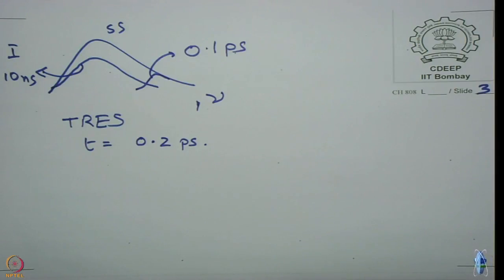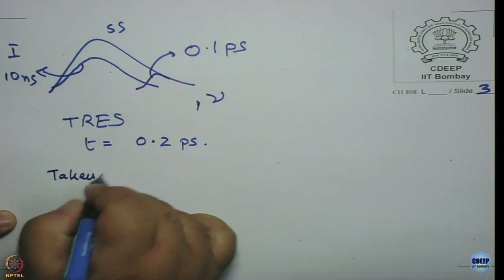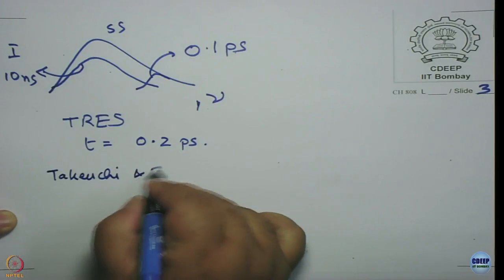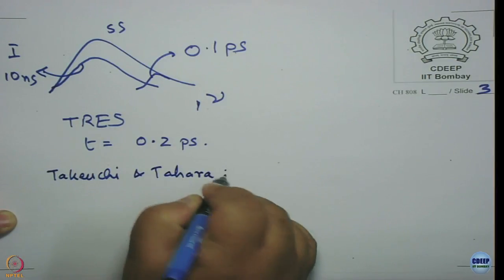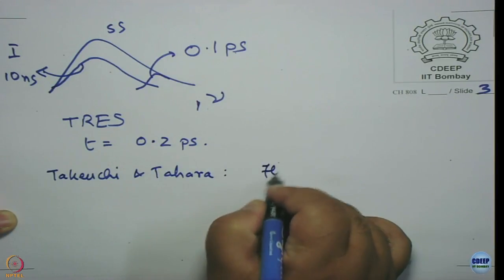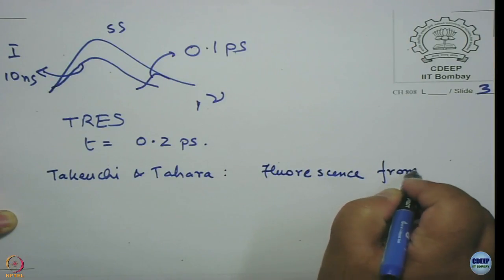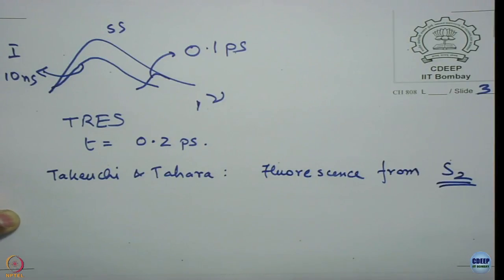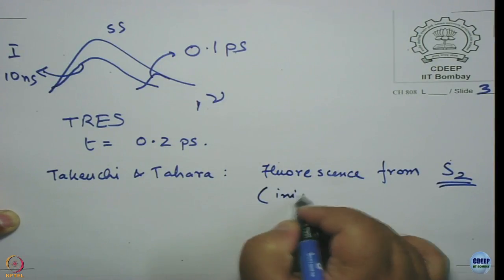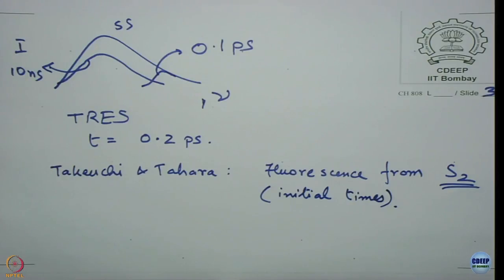I encourage you to find those papers and read them, right? In our presentation, we are not going to talk about them, but what Takeuchi and Tahara had done before the 7-azaindole debate broke out was that they could actually demonstrate that you can see fluorescence from the S2 state at very small times after excitation. Okay? That is the background we need before we can get into the discussion.